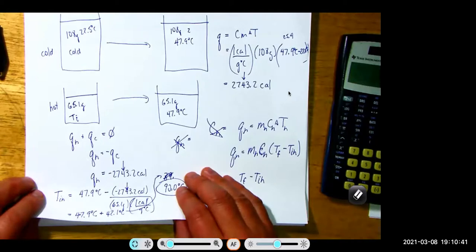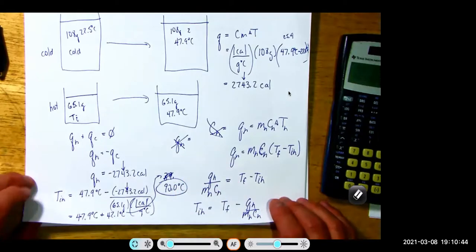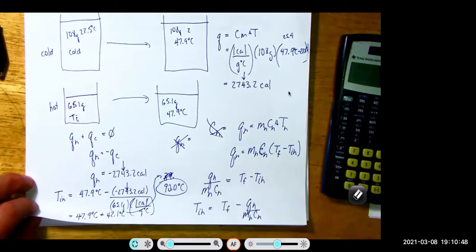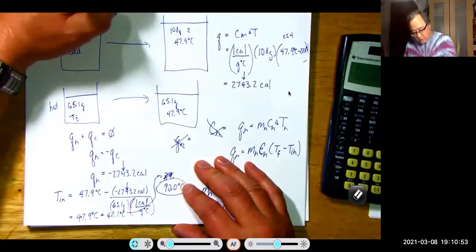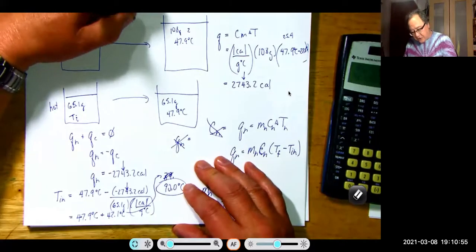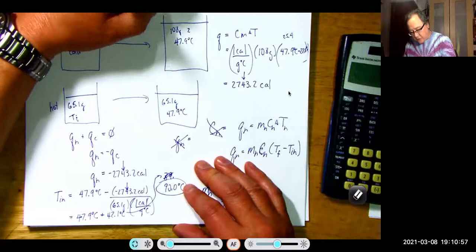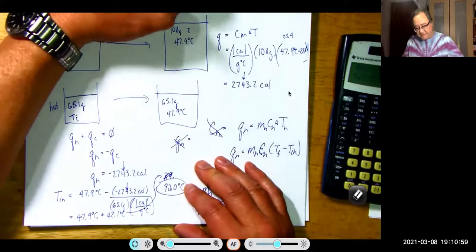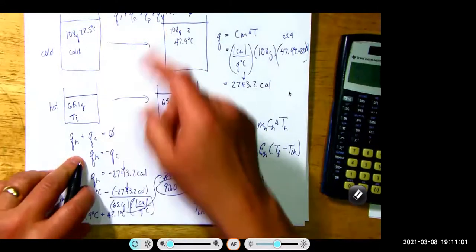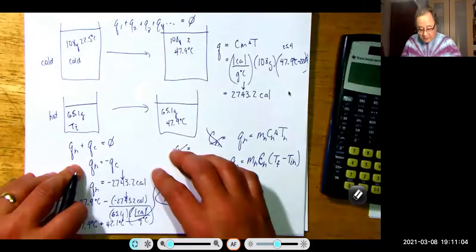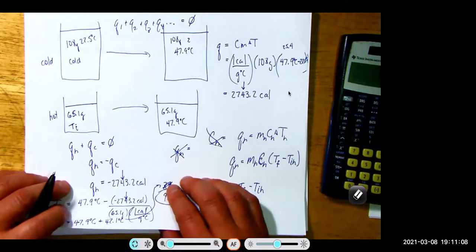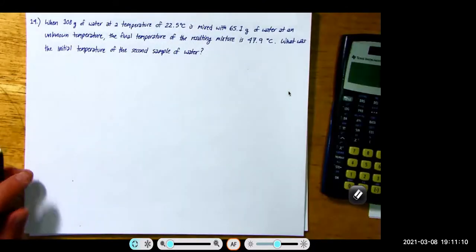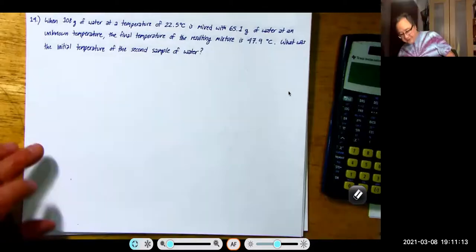Now, can we do that for each one, or is it better sometimes to do the Q of the hot equals Q of the cold? You always start off with Q1 plus Q2 plus Q3 plus Q4 and so on is equal to 0. And then if you can calculate each individual Q separately, all the better, as long as you've memorized Q equals MCAT.